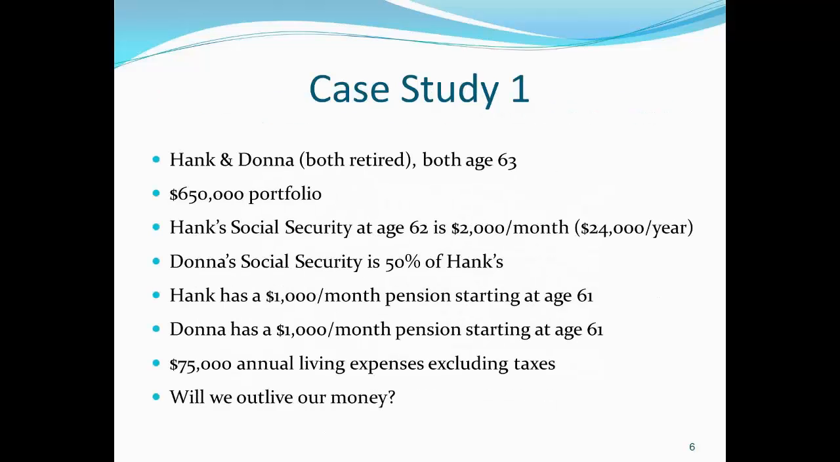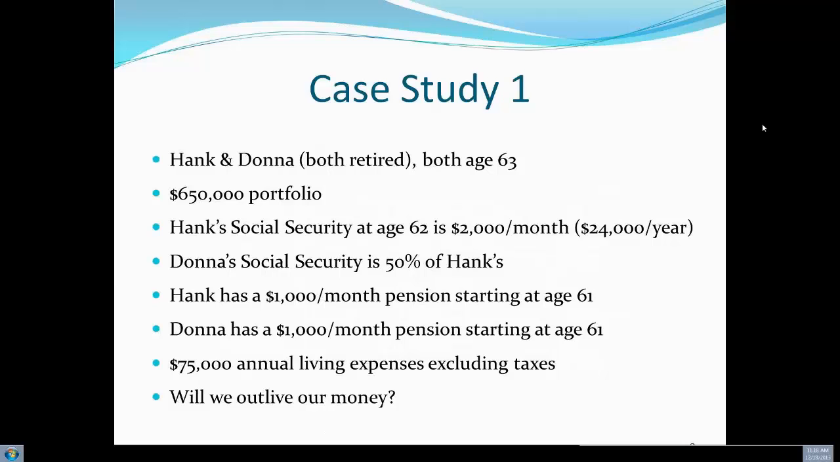So now I'm going to look at some case studies, from simple case studies to more complicated case studies, I should say. Hank and Donna are both age 63, both retired, $650,000 portfolio. Hank's Social Security at 62 is $2,000 a month. Donna's is half of Hank's. Hank has a pension of $1,000 a month. Donna has a pension of $1,000 a month. Their living expenses are $75,000 a year. The question they come to me with is, will we outlive our money?